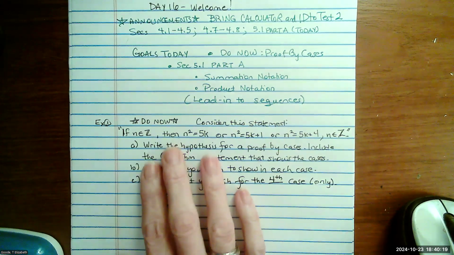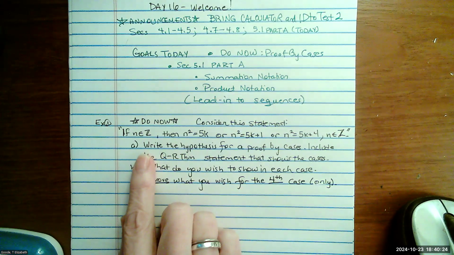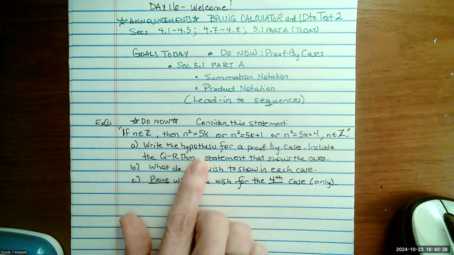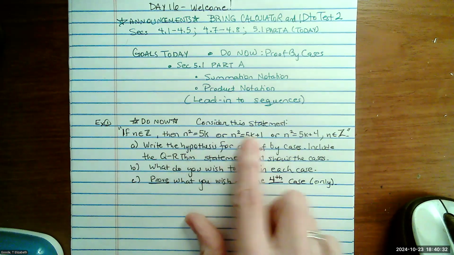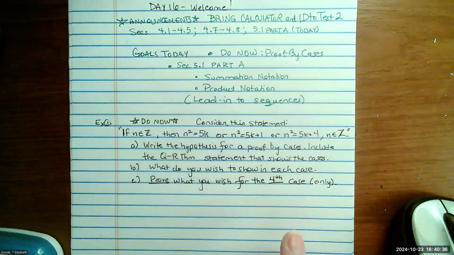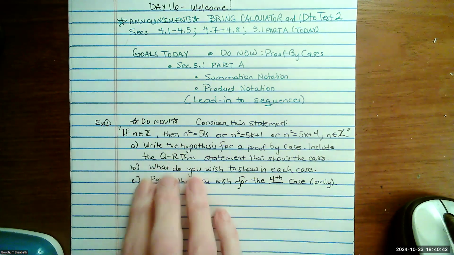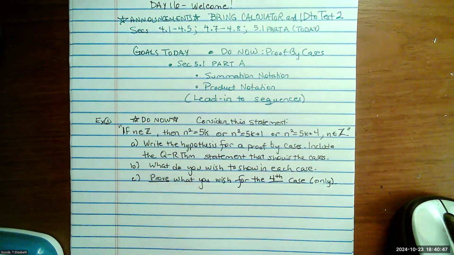So just take a few minutes now and write the hypothesis for a proof by cases, and include that QR theorem. Invoke the QR theorem with D equals, well, 5, right? Because we're dividing by 5 and looking at remainders, and set up the cases. Okay, so take a minute and do that, and then see if you can write what you wish to show. And then we're going to prove that fourth case.